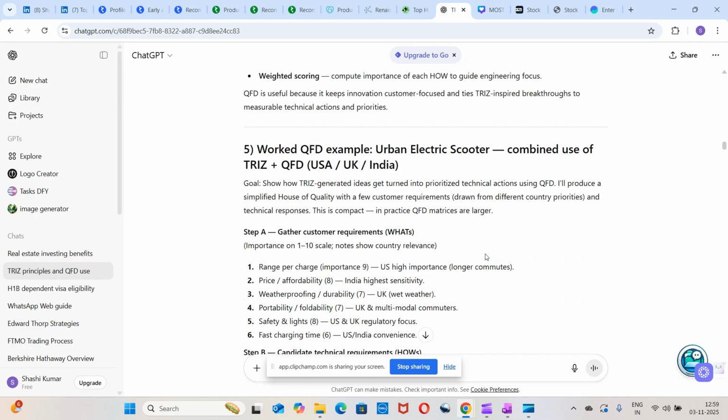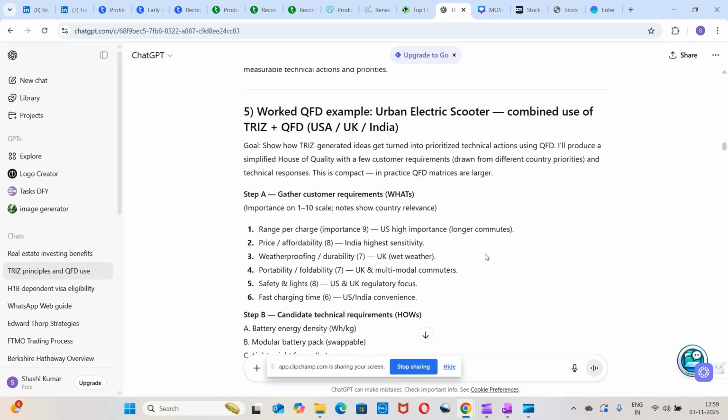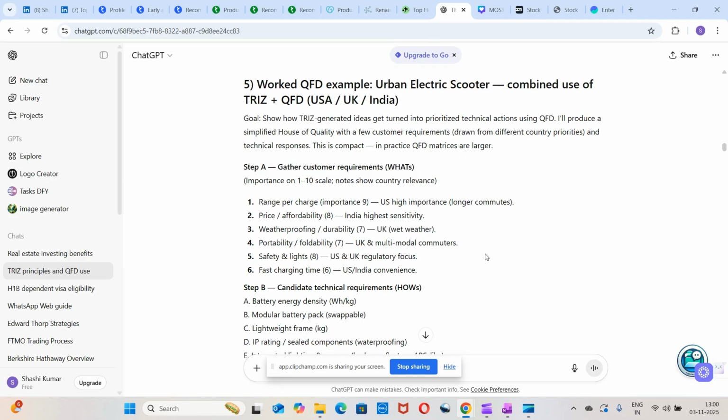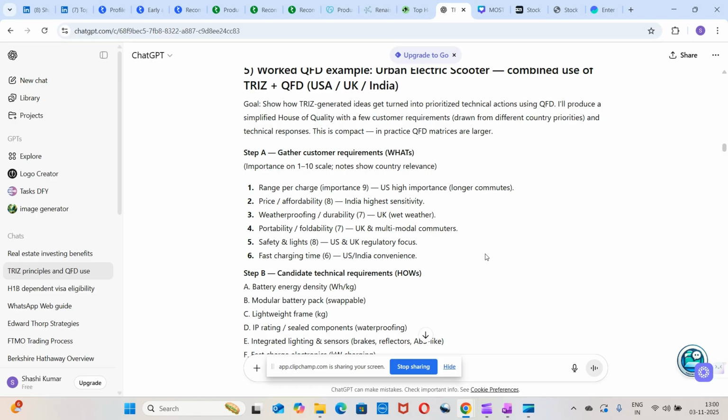Now let's come to an example of how we can use QFT plus TRIZ to come up with innovation. The example is an urban electric scooter, using TRIZ plus QFT combined for the US, UK, and India. First, gather the customer requirements, the whats, on a scale of 1 to 10. The first one is range per charge. The importance is 9. For the US it is highly important and useful for longer commutes. Price affordability, importance is 8. In India, price sensitive customers are there, so sensitivity to price is high.